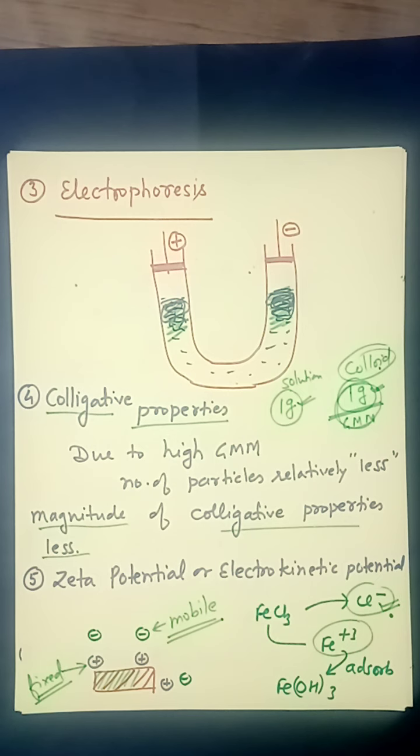So these are the first 5 properties. We are left with one more property, that is coagulation, very important, but it requires slightly more time. And then 2-3 small topics are left in this chapter, that is emulsion and gold number, applications of colloid and colloids around us. So this will continue in the next class.